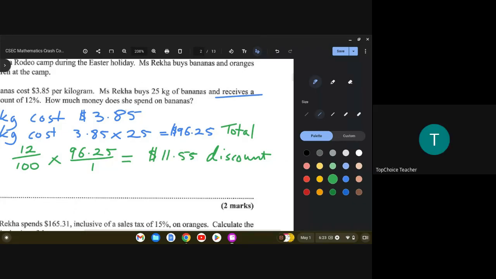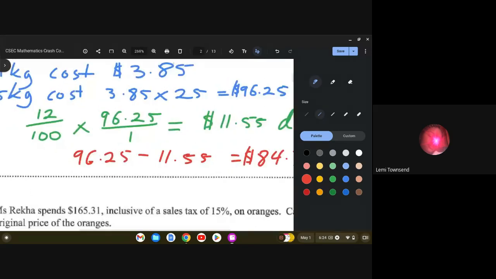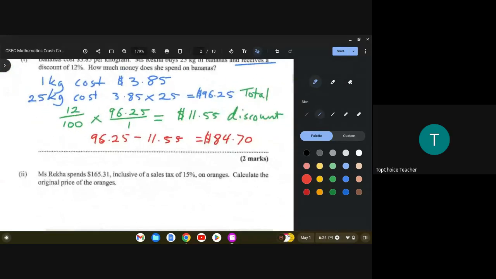Minus it. Very good. You must always remember to take away a discount. So that would be 96.25 take away 11.55, and the discounted price will be, what is $84.70. Very good, 84.70. Okay, so this one wasn't that bad. That is the answer. All right, so that one is not that bad.